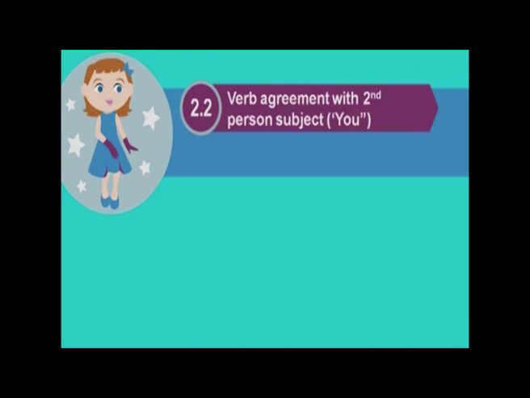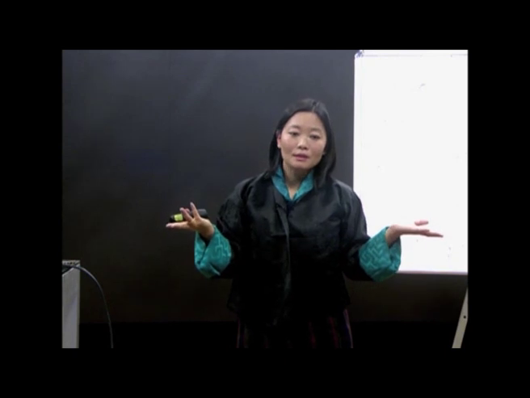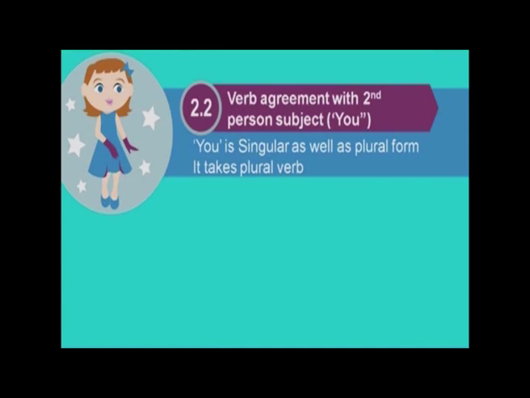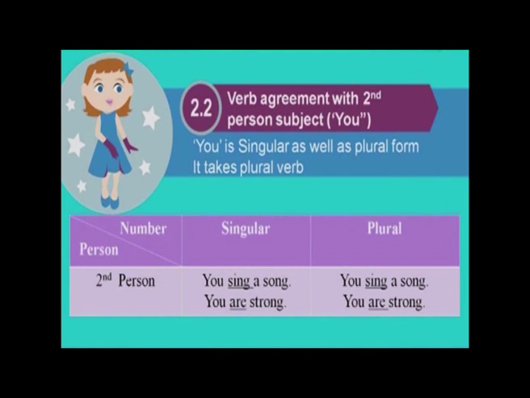Let's look at the next rule. Verb agreement with second person. Second person, you. With second person you, it will always be a plural verb. You will go with a plural verb because you is a plural form as well as a singular form. Let's look at the table. Can you see you in singular form and you in plural form taking a plural verb?